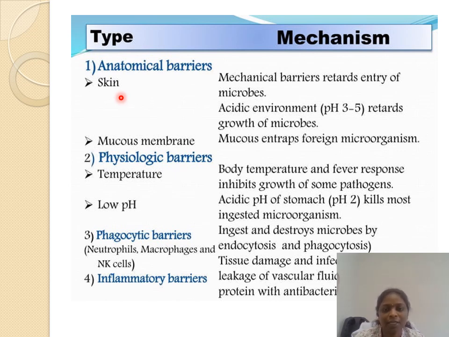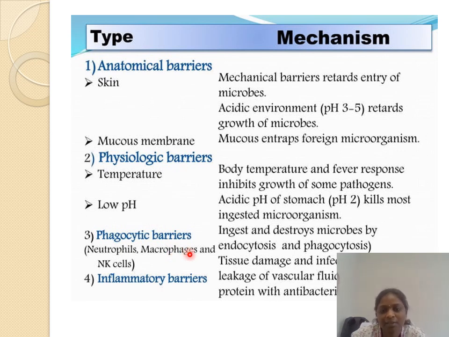Skin: the acidic pH will prevent microbes from growing, so this will protect the body from the entry of microorganisms. Similarly, in the mucous membrane, the mucus will entrap foreign microorganisms. Coming to the physiological barriers, temperature and pH. Body temperature and fever inhibit the growth of some pathogens, whereas the acidic pH of the stomach kills ingested microorganisms, so they cannot survive.